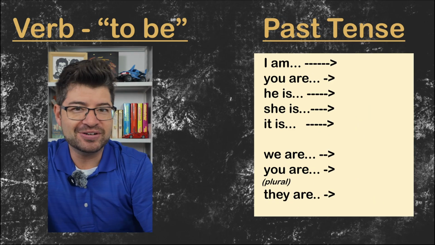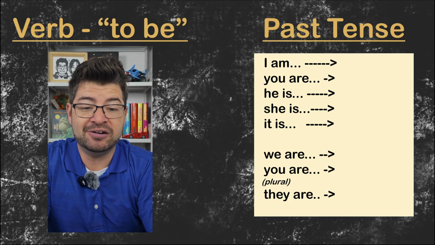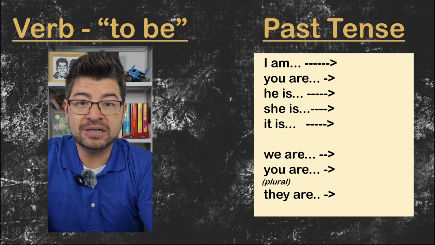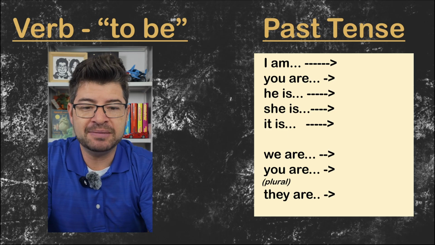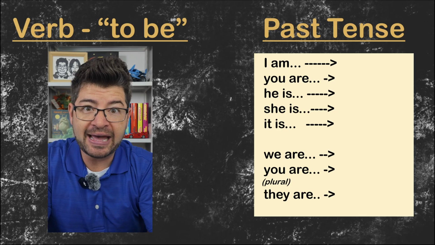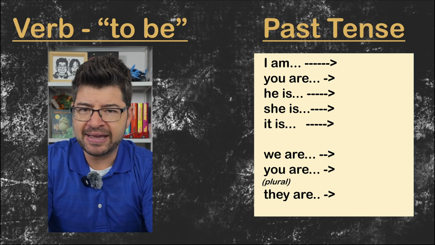All right, how'd you do with that? Pretty good? Okay, let's keep on going. We're gonna switch to past tense now, all right? On the left side, you see all of our present tense versions. I am, you are, he is, okay? So let's take a look at the past tense. How do they change?